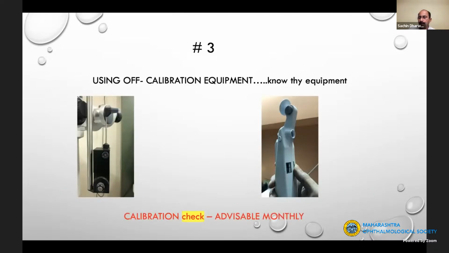Third thing is, it is very important for us to make sure that the devices that we use have been calibrated well. If you do not calibrate the devices properly, then the measurements will definitely be erroneous. The calibration should ideally be done monthly. In case the instrument is found to be off calibration, it has to be sent to the manufacturer for recalibration. I have these small videos, but I wouldn't play them for the sake of time, because we have a very short time interval here. So we can show them in case they are asked in the question answer session.